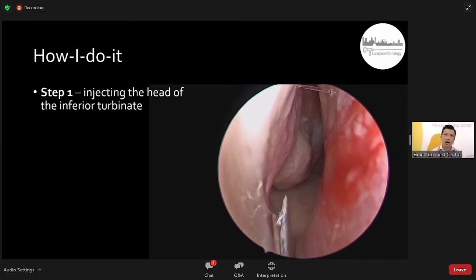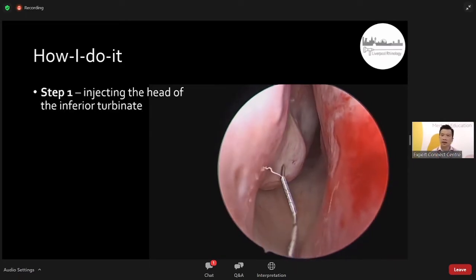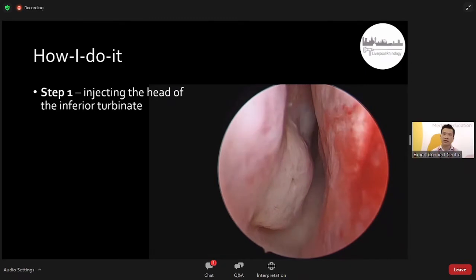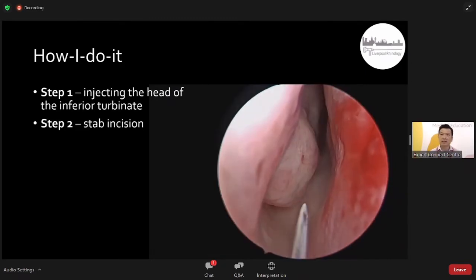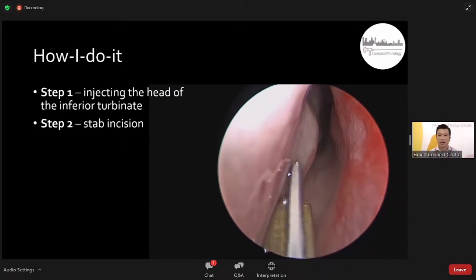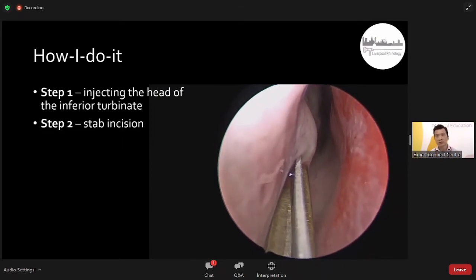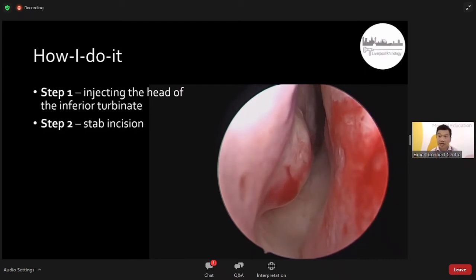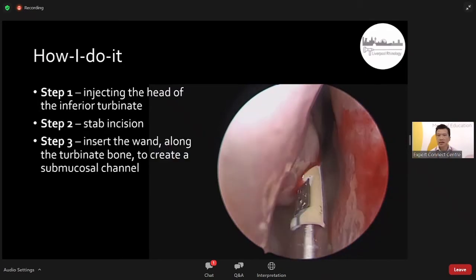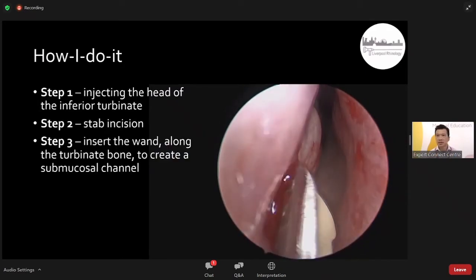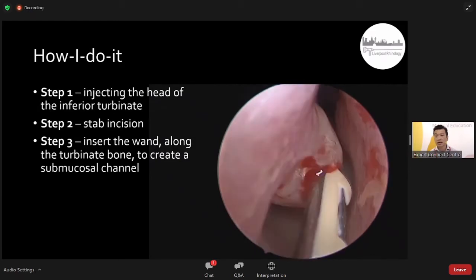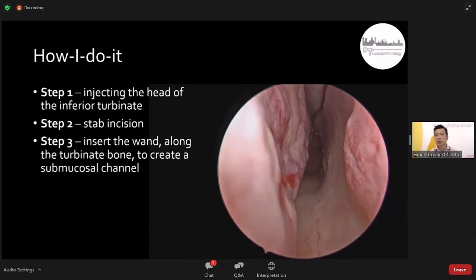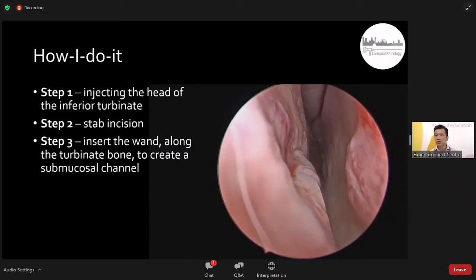So how I do it, step one, I almost always will inject some local anesthetic to the head of the inferior turbinate. This provides easier access for the 11 blade in terms of making a stab incision right down to bone. And that helps in terms of creating a tunnel or a channel. And then inserting the Turbinator one, and you can appreciate the size of the Turbinator one in relation to the turbinate. You're essentially running the Turbinator one alongside the turbinate bone to create that channel.